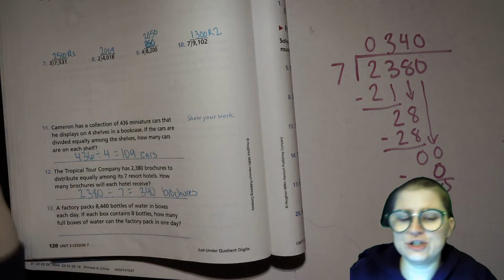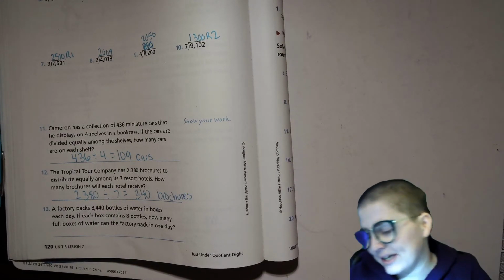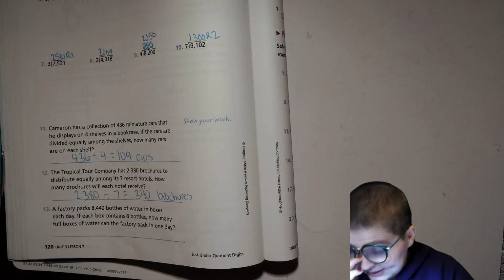Last one. Give it a shot on your own. See how you do. Pause and play when you're ready, okay? All right, here we go. A factory packs 8,444 bottles of water in boxes for each day. If each box contains 8 bottles, how many full boxes of water can the factory pack in one day?